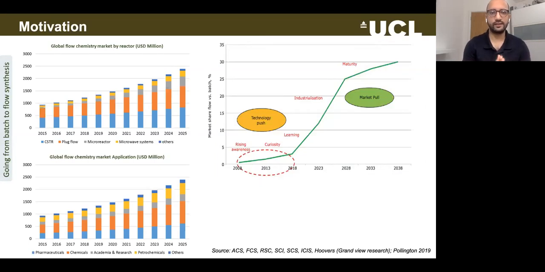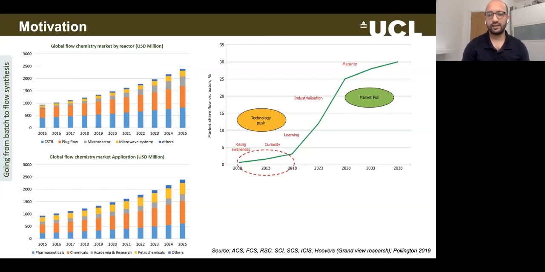So this is a little bit to give an idea about the market of this technology. We see that with every year, the market is growing in different types of applications: in pharmaceuticals, in the chemical industry, in academia, petrochemicals, all the different fields. Microreactors and continuous flow synthesis are both growing exponentially with time. And in the chart on the right, there is a graph where we see, across different years, how the market share of flow reactors is increasing compared to batch.